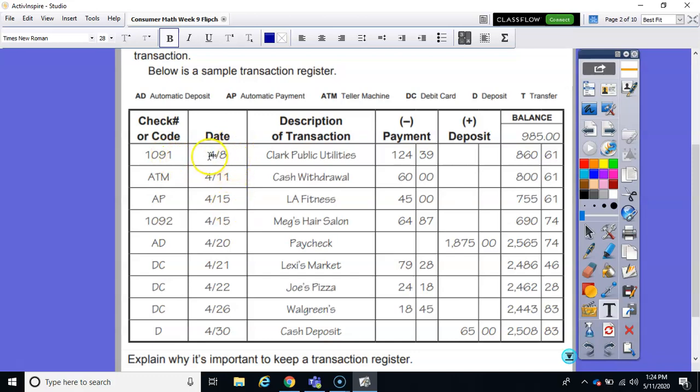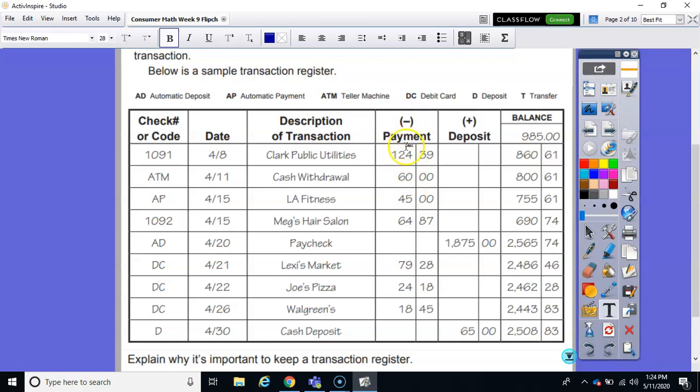So they wrote a check on April 8th. I usually put the year as well. And this is who they wrote the check to, Clark Public Utilities, for the amount of $124.39. Now you will see up here real quick the balance in the account before they wrote that was $985. So they had $985 in their account. We just wrote a check to Clark Public Utilities for $124.39.